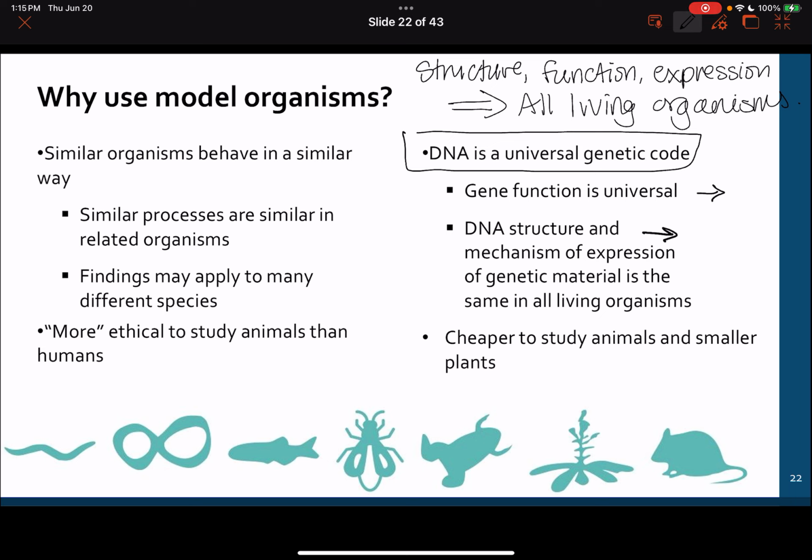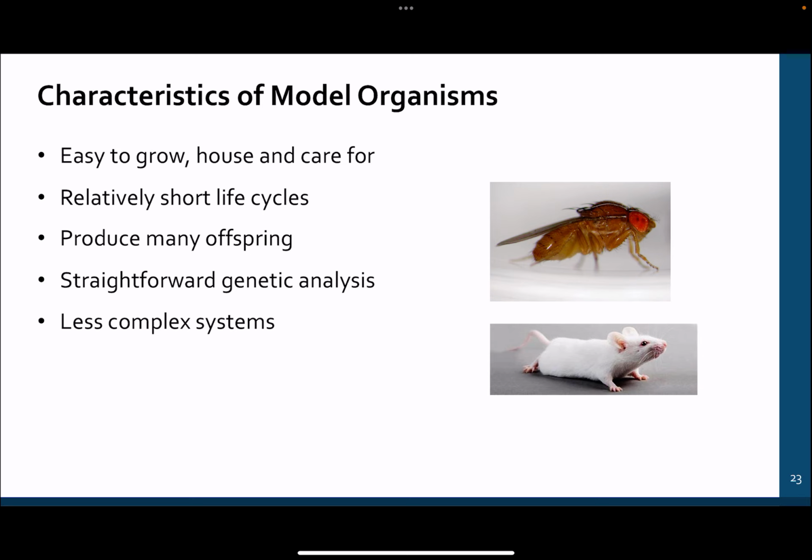If we have a basic understanding of mammals from a mouse, we can apply that information. So we don't have to go study dogs to the extent that we studied that mouse. We don't have to study cats to the extent that we studied that mouse, because our understanding from those mice gives us all of this information about these other organisms. But from an even more practical standpoint, there are a few characteristics that make model organisms really great for studying.